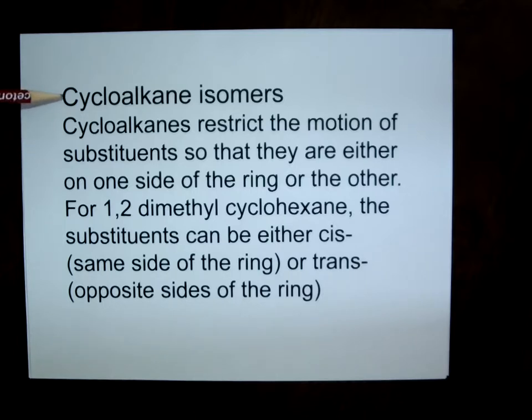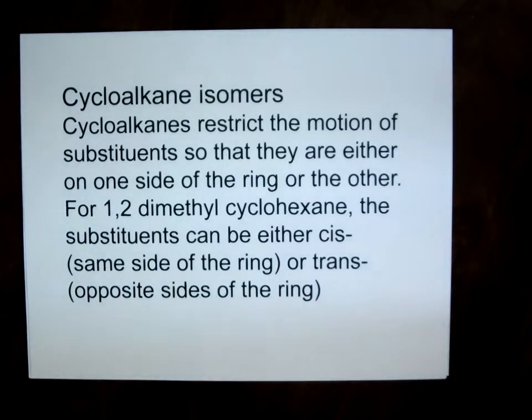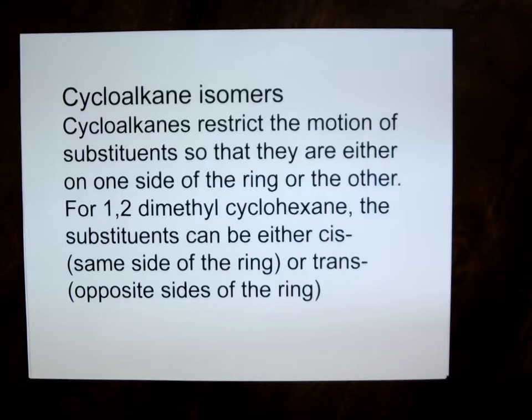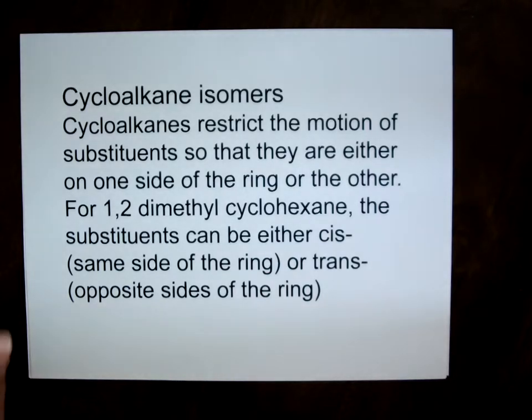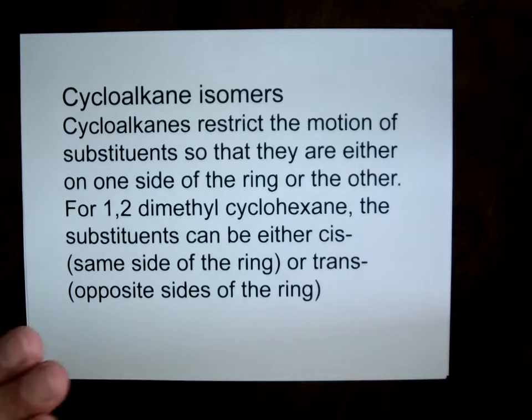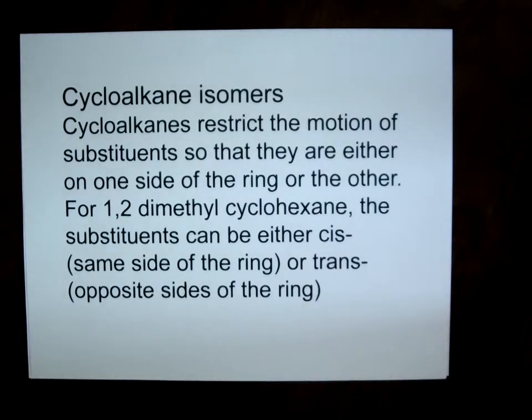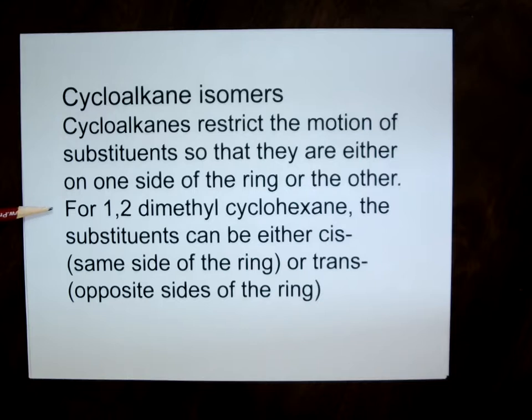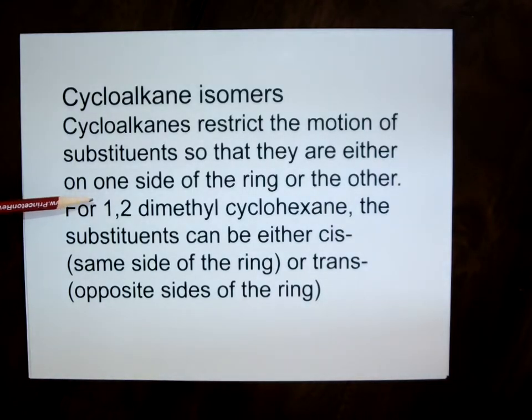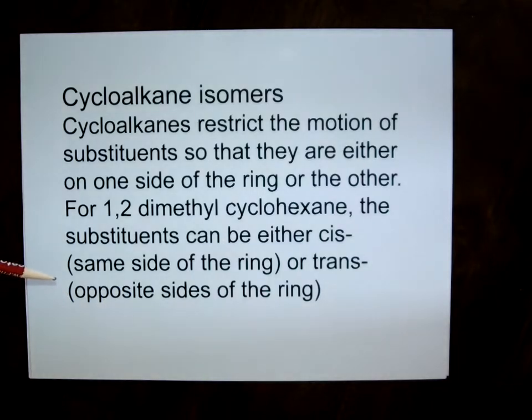It says cycloalkane isomers, and cycloalkanes restrict the motion of substituents so that they're either going to be on one side of the ring or the other. No rotation around single bonds, nothing short of breaking bonds, is going to cause a substituent to go from on top of the ring to below the ring if that's where they are. For instance, for 1,2-dimethyl cyclohexane, the two methyl groups are either going to be cis, meaning they're on the same side of the ring, or trans, meaning they're on opposite sides of the ring.